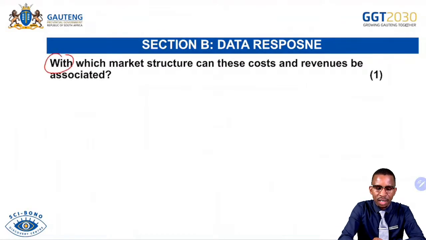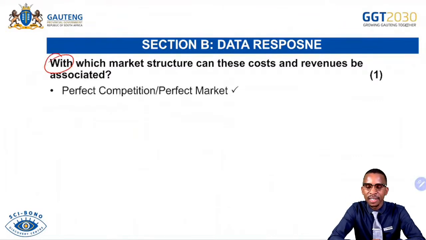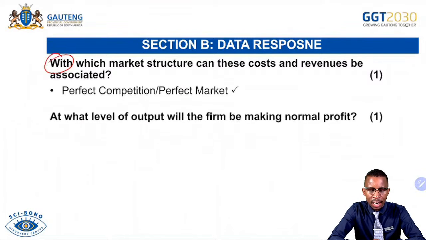Which market structure can these costs and revenues be associated with? That's a perfect market, or perfect competition. It's one mark. At what level of output will the firm be making a normal profit? Remember, a normal profit occurs when the firm's average costs are equal to the average revenue, or when the firm's total costs are equal to the firm's total revenues.